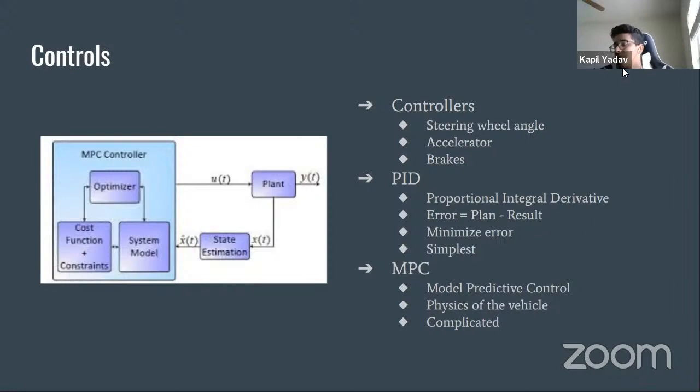Next, we have model predictive control, which is the most complicated to put together. The reason is that model predictive control looks into the physics of the vehicle. By physics, I mean the weight, size, width, and length of the vehicle itself and also of other vehicles. PID is bad at following the path perfectly because it does not take into account the physics of the vehicle, so how heavy it is, or how long and wide it is.